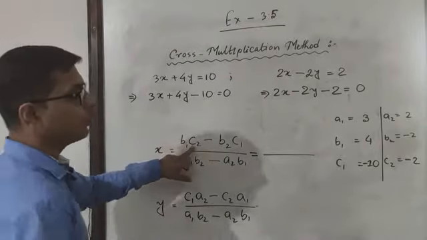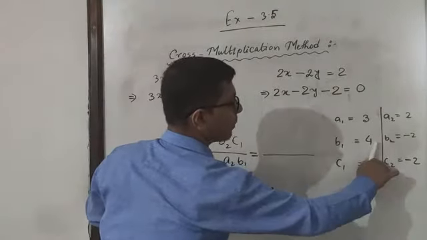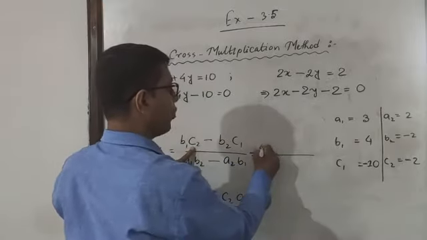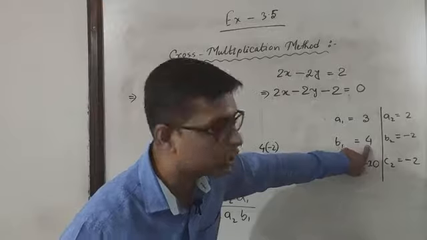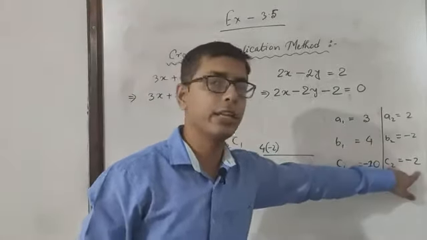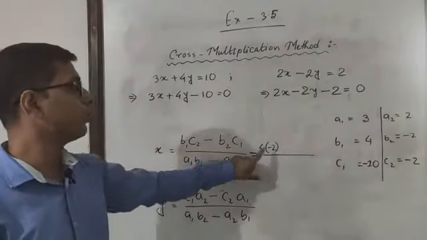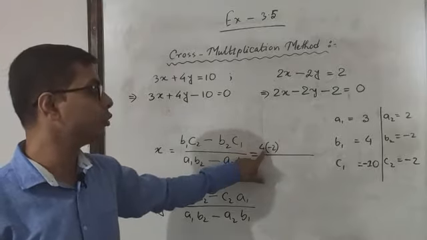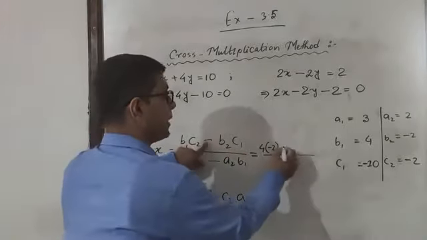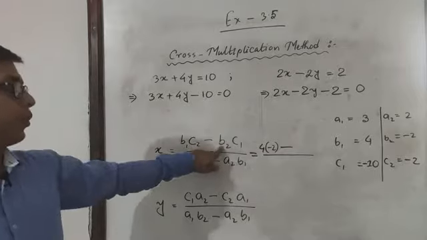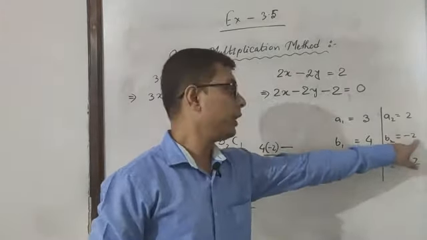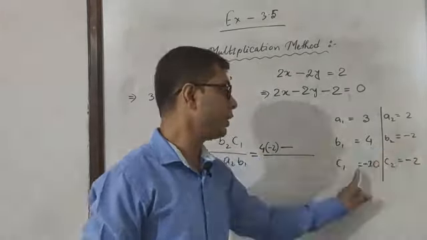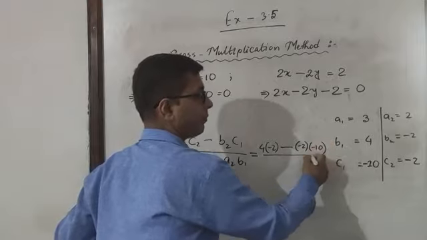b1 into c2, that means 4 into minus 2. b1 हमारे पास क्या है? What is b1 we have? That is 4. What is c2 we have? Minus 2. b1 into c2, 4 into minus 2, उसके बाद minus b2 into c1. What is b2? That is minus 2 into c1. What is c1? That is minus 10. That means minus 2 into minus 10.